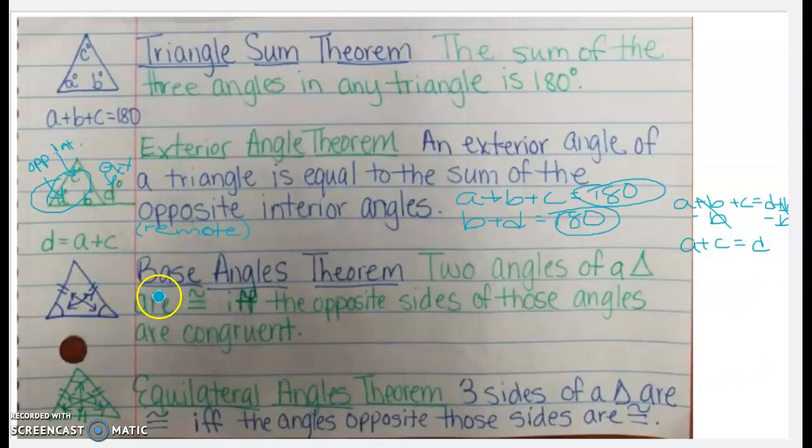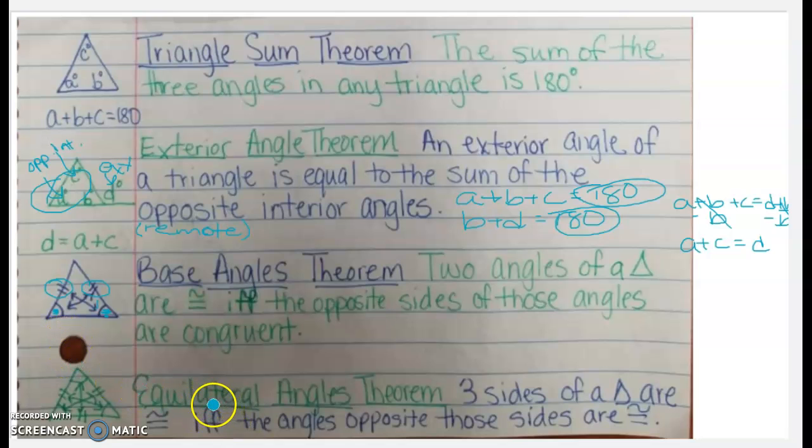Okay, then we have our base angles theorem. Two angles of a triangle are congruent if and only if, that's our IFF, the opposite sides of those angles are congruent. So what it's saying is if I have these two sides that are equal, then if I look directly across from it, these two angles are equal, and vice versa. The if and only if says I can go backwards too. So if I notice my two angles are equal, then that implies that the two sides across from those angles are equal as well.